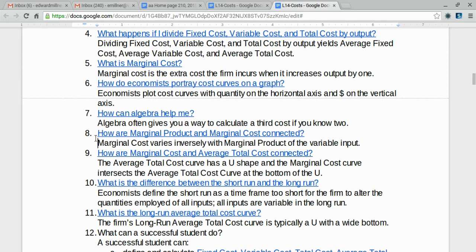You remember the marginal product we talked about last lesson? Well, marginal cost varies inversely with marginal product of the variable input. Marginal cost and average total cost are connected. The average total cost curve has a U shape, and the marginal cost curve intersects the average total cost curve at the bottom of the U.